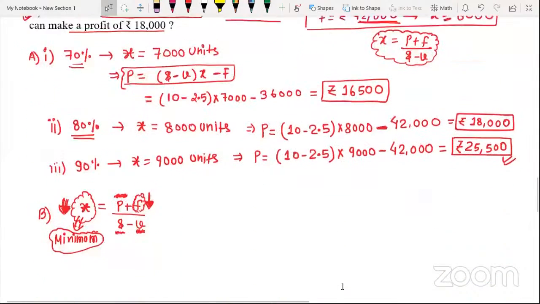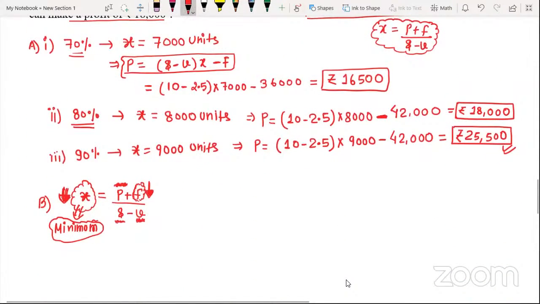So just look here. Okay. So we are taking the first case, when the fixed cost is rupees 30,000. So what you will get: x equals p, the profit they are going to make, 18,000, plus fixed cost.